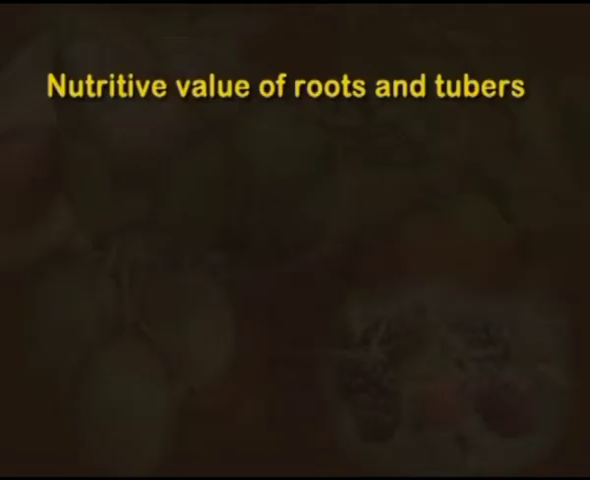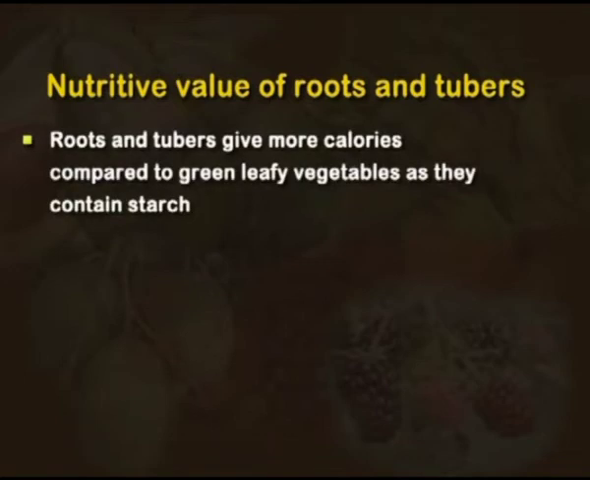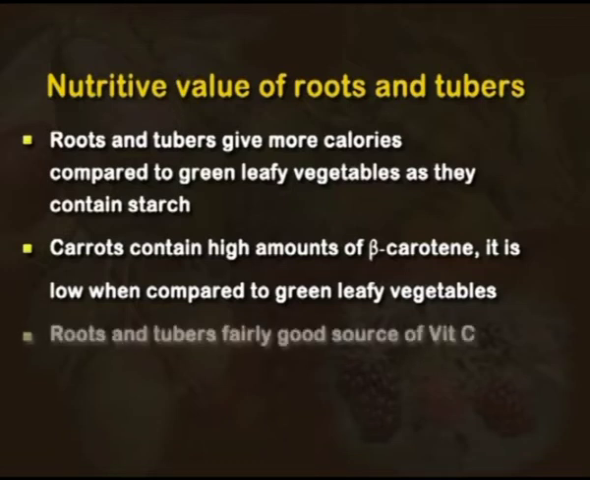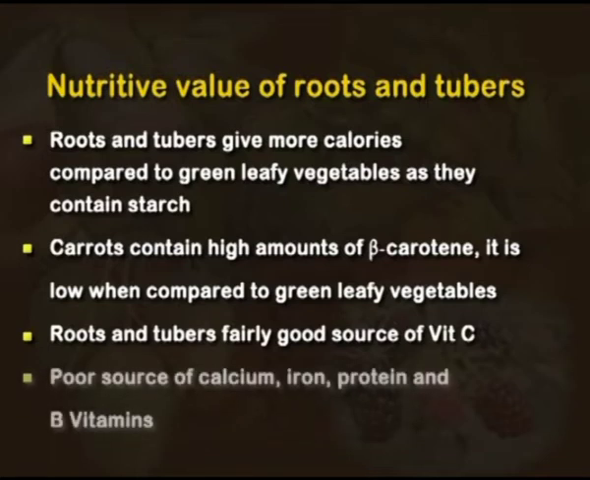Now, nutritive value of roots and tubers. Now, roots and tubers give more calories than any other vegetables compared to green leafy vegetables as they contain starch. Now, apart from starch, carrots contain high amounts of beta carotene, but it is not as high as when compared to leafy vegetables. Roots and tubers are also fairly good sources of vitamin C, but they are poor sources of calcium, iron, protein and B vitamins. So, roots and tubers mostly provide starch, little amount of vitamin C and some like carrots provide beta carotene.